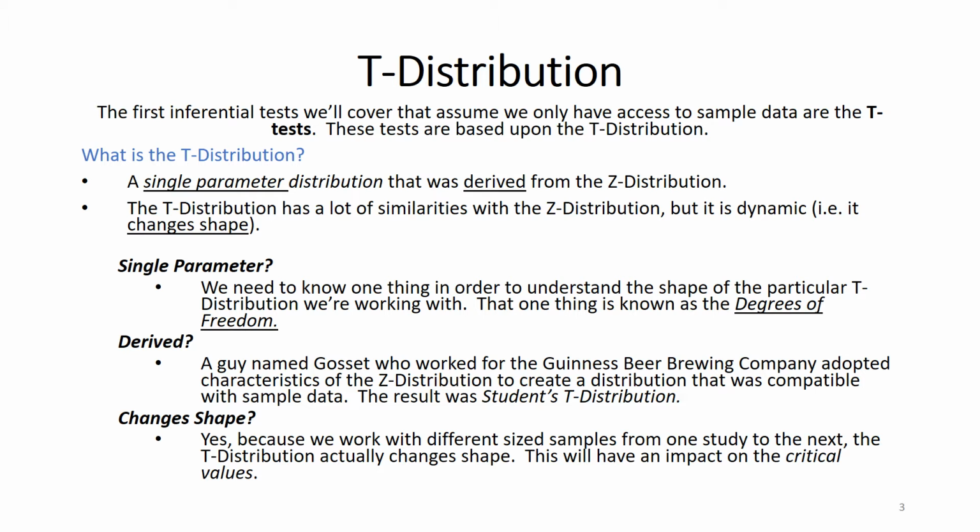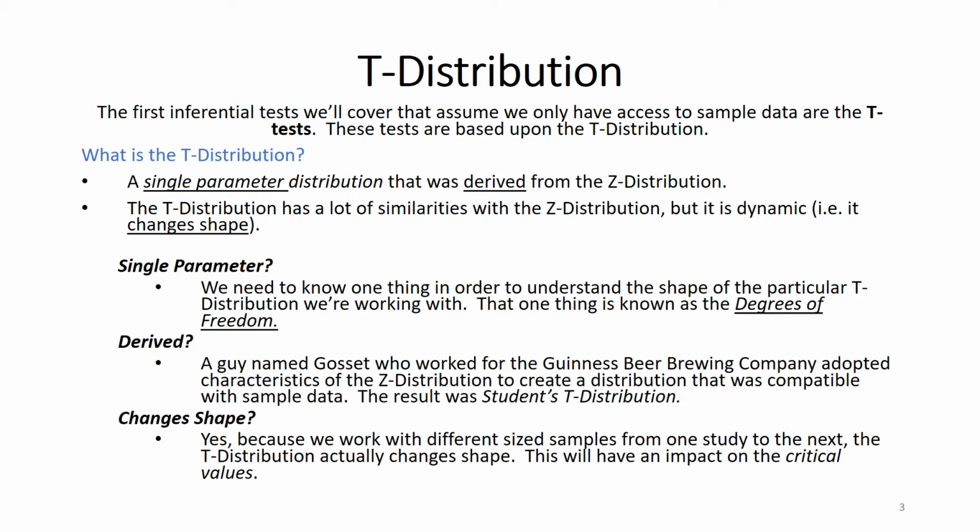Okay, so the other thing I say here is that it changes shape. What do I mean by that? Well, the z-distribution, the one that we've worked with the last couple weeks, you may recall, and we have a handout and we have a chart that has area under the curve, so we know for any particular z-score, we can figure out the area below that value, above that value, etc. Well, because the t-distribution relies upon sample data, it moves. And it moves based upon the sample size that you're working with.